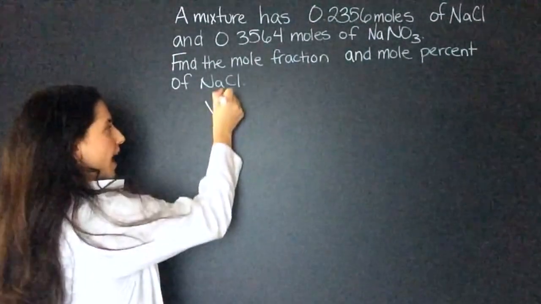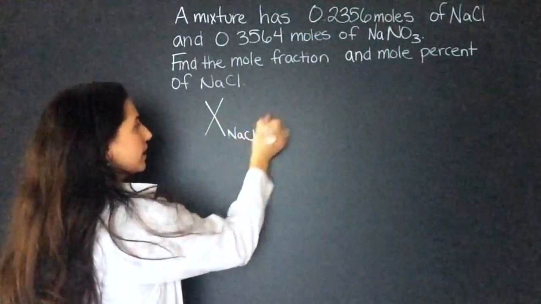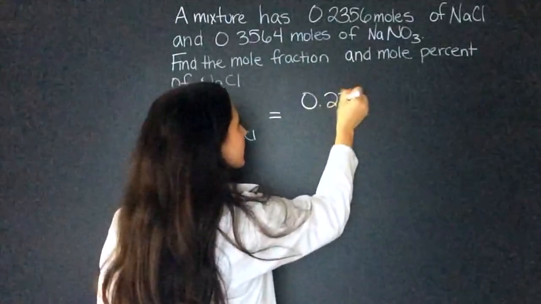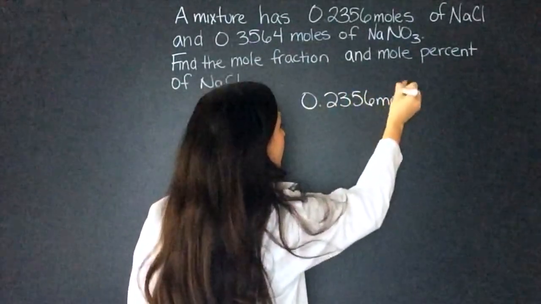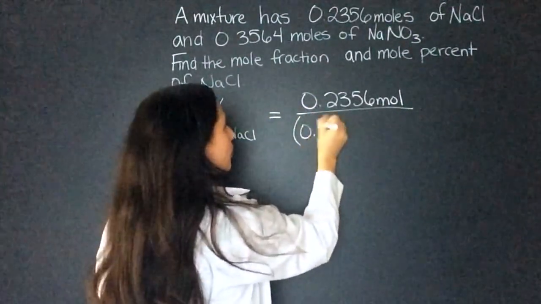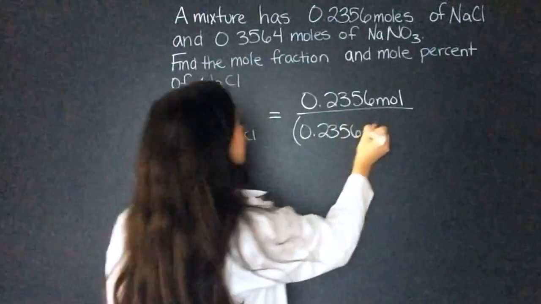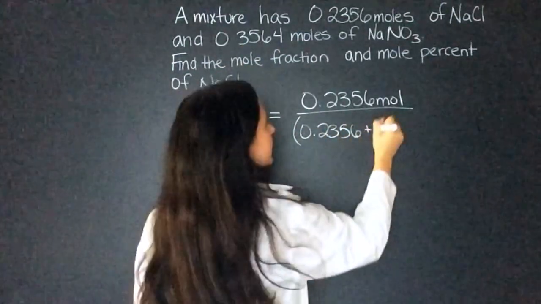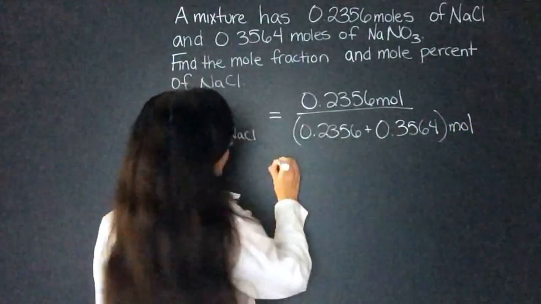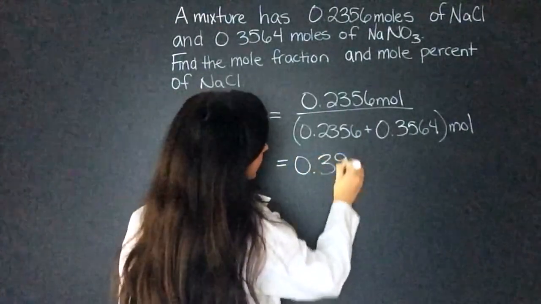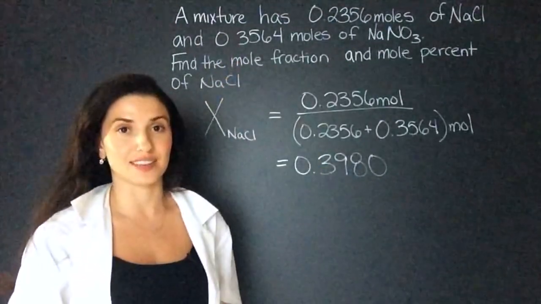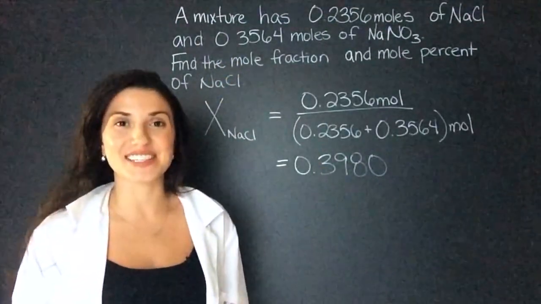Our mole fraction, X, of NaCl is going to equal the moles of NaCl, 0.2356 moles, divided by the total moles. So I'm going to have to add 0.2356 plus the moles of sodium nitrate, 0.3564 mole. That gives me 0.3980. 4 significant figures because there's 4 significant figures in the question. If you need a review of significant figures, I will link that video.